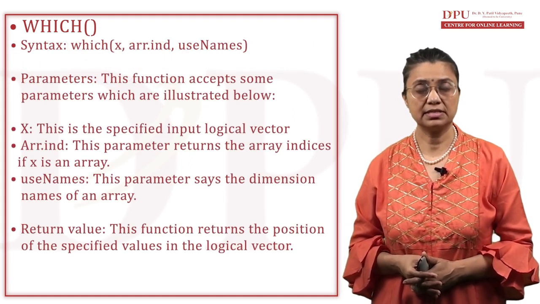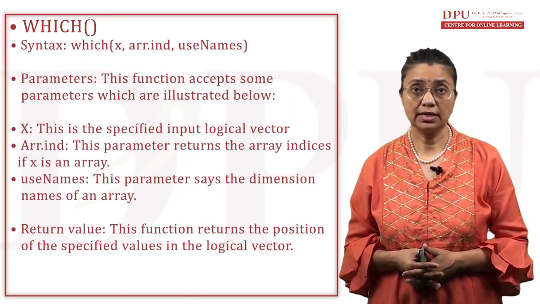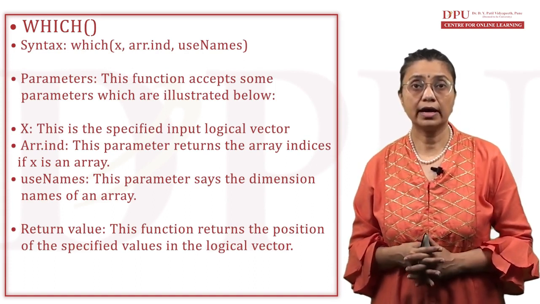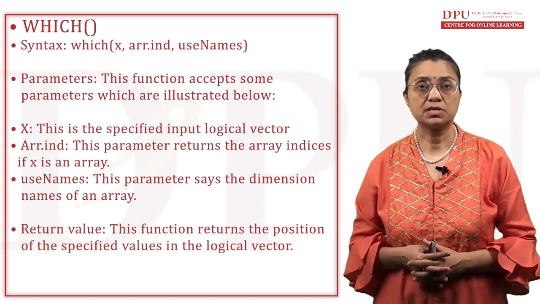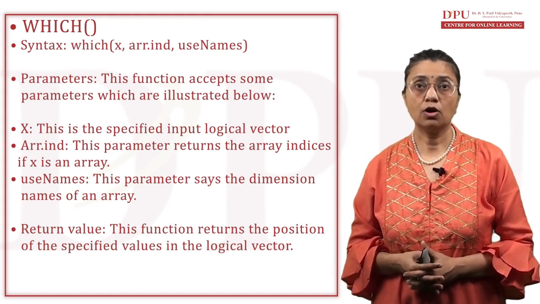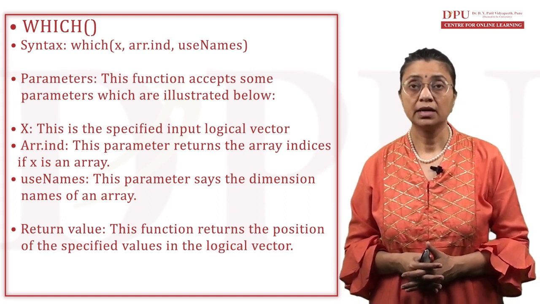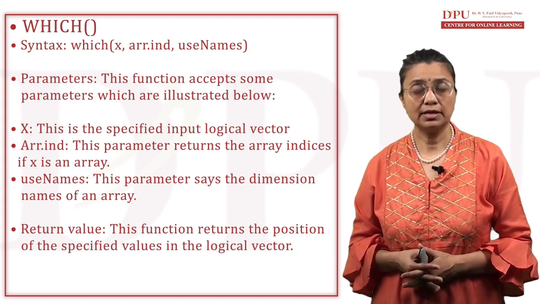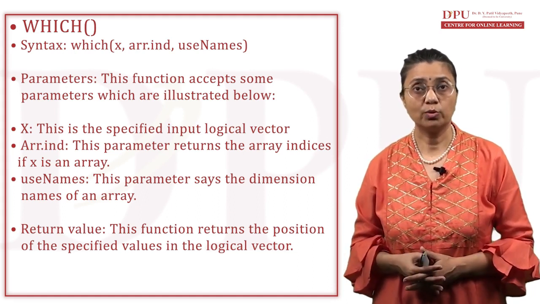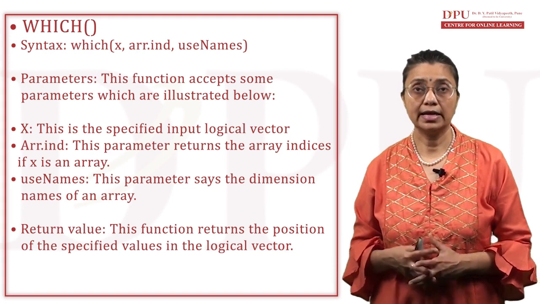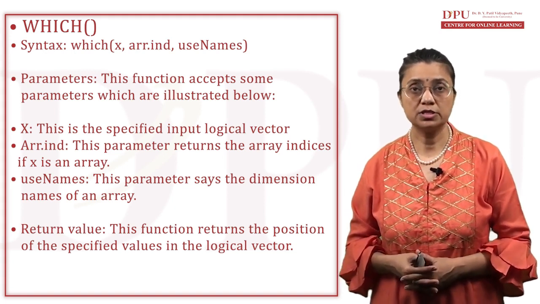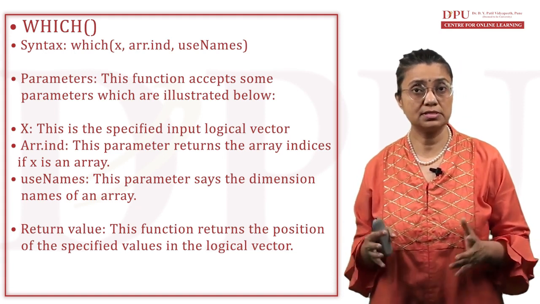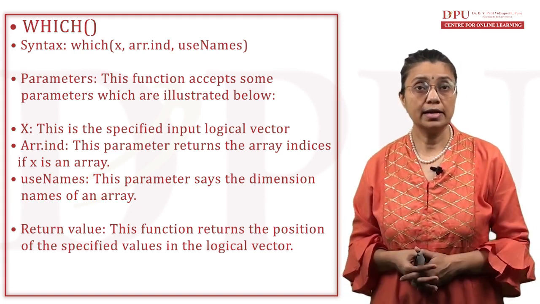Let's have a look at the syntax, which is the function name. Within brackets, we pass x, comma, arr.ind, comma, useNames. Let's understand all the 3 parameters one by one. The parameters this function accepts, illustrated below, can be understood very well with the help of an example further. You can see over here, x is the specified input logical vector.